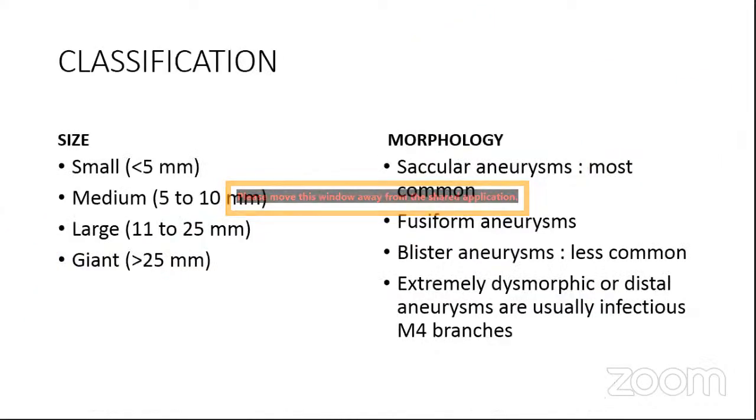So how do we classify this MCA aneurysm? We classify according to morphology and size. If the size is less than 5 millimeter, it is small; medium is 5 to 10 millimeter. If it is large, it is 11 to 25 millimeter. If it is giant, it's greater than 25 millimeter. According to morphology, aneurysms are classified into different types: saccular aneurysms, fusiform, blister aneurysms, and mycotic or infectious aneurysms, which are most commonly present in the M4 branches of the MCA.